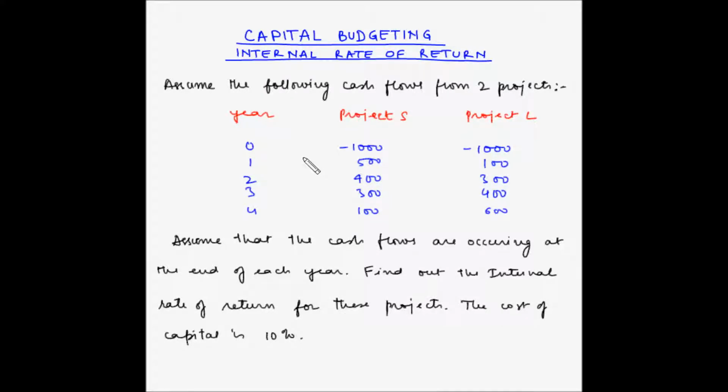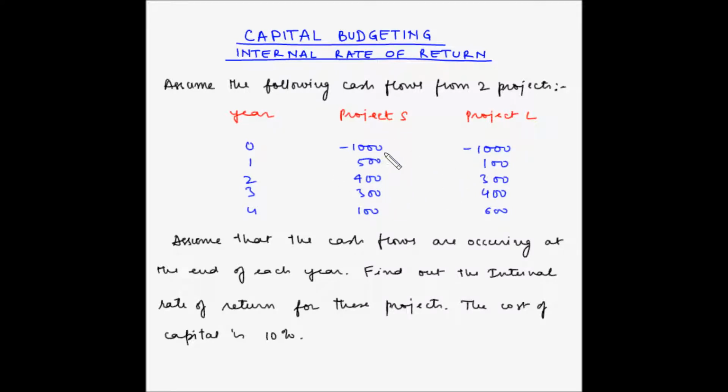In this video of capital budgeting, we'll look at an example of internal rate of return. Assume the following cash flows from two projects. So we have been given years up to 4 years, and then we have been given the cash flow for project S and project L.